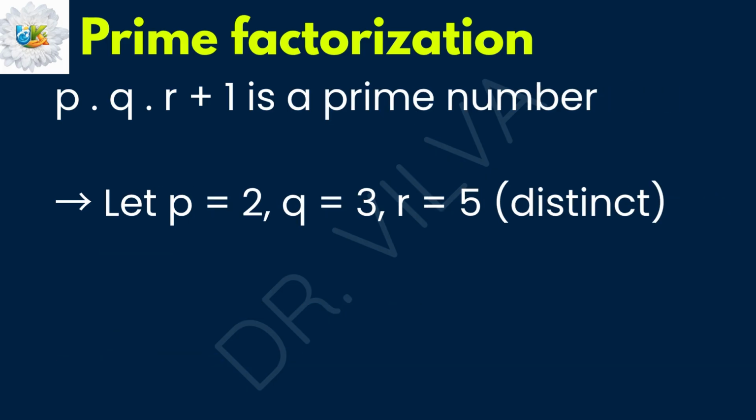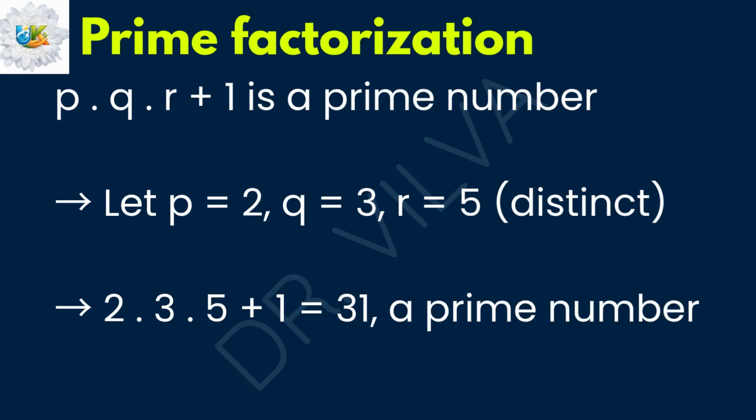Let us try a different set of distinct primes. When P is 2, Q is 3 and R is 5, let us plug them into our expression. We will get 2 times 3 times 5, which is 30, plus 1. 31 is a prime number.